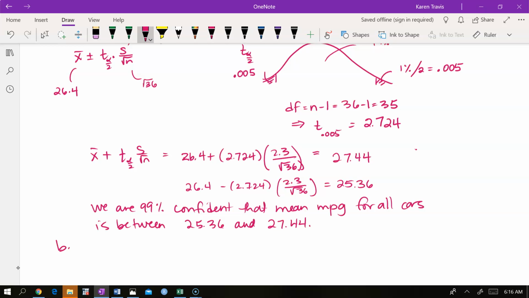The next part asks us, suppose the confidence interval is too wide. So this distance seems too big. How can the width of this interval be reduced? So how to make the width of the interval smaller?